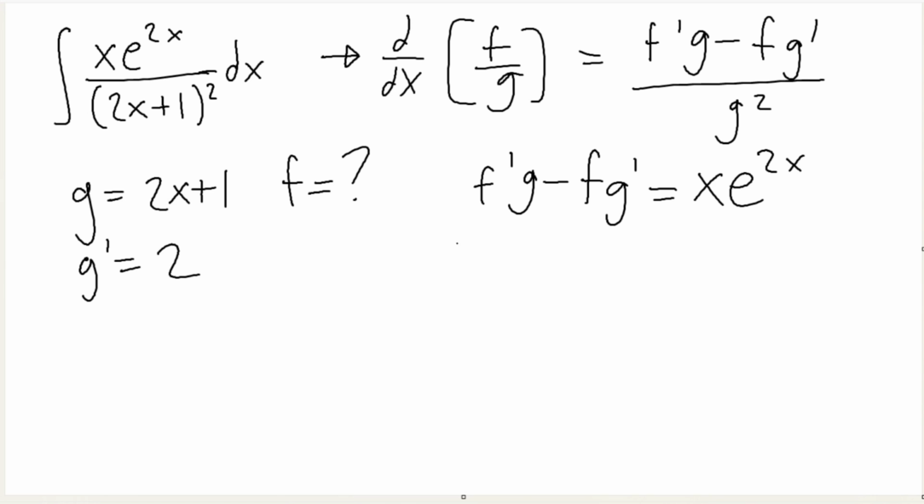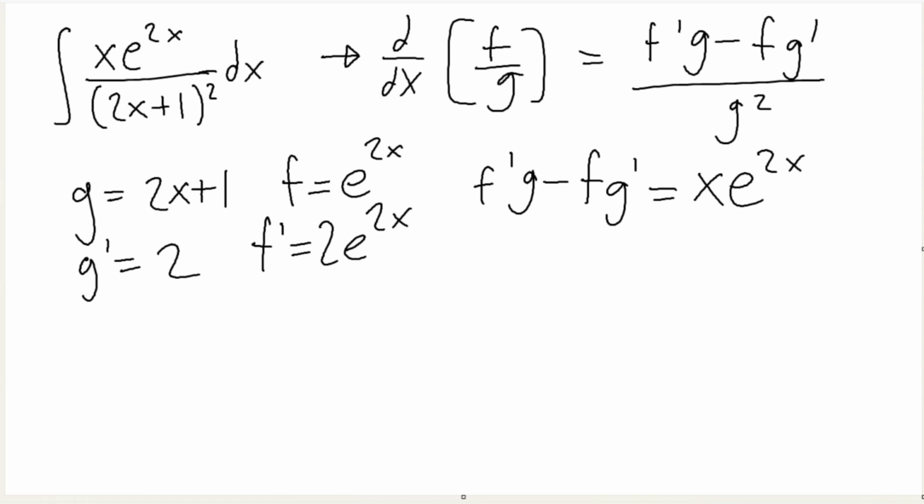Well, I already know what my g is, 2x plus 1, minus f g prime. Oh, that looks like a function. Be careful with your notation. Here, we have e to the 2x, so why not try f equals e to the 2x? That looks reasonable. Again, I don't know what I'm doing, I'm just experimenting. If that's f, then f prime is 2e to the 2x.